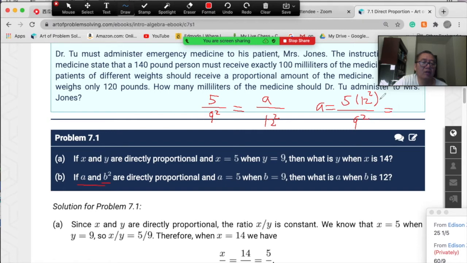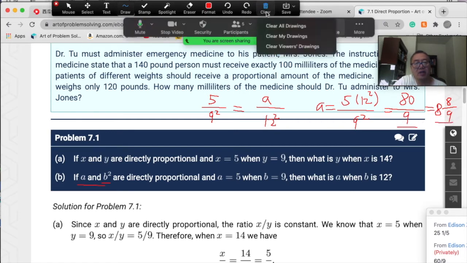So then you can cancel this one. You get 4 times 4, that's 16. 16 times 5, that's 80. Then divided by 9. Okay, a will equal this number. If you write this one as a mixed number, that will be 8 and 8 over 9, right? So this is a.